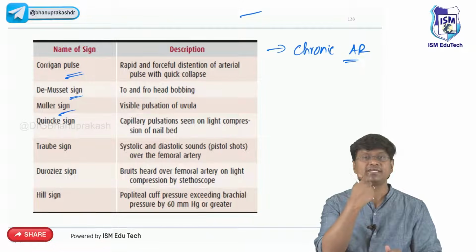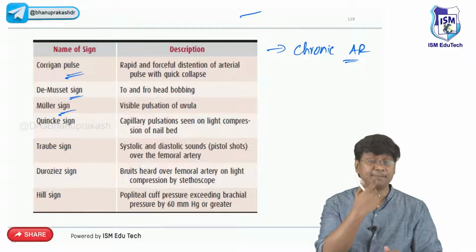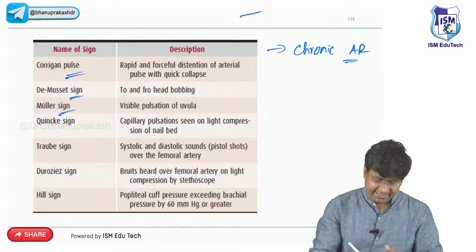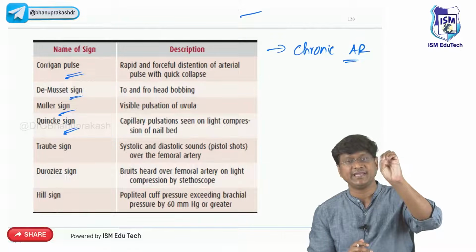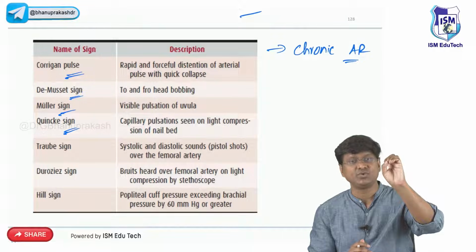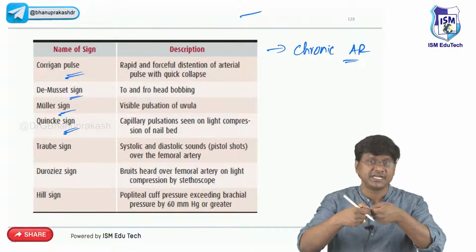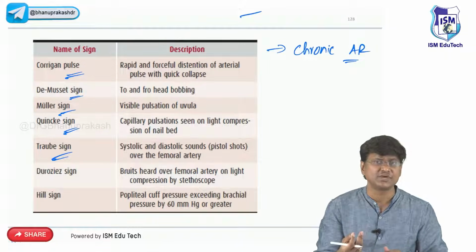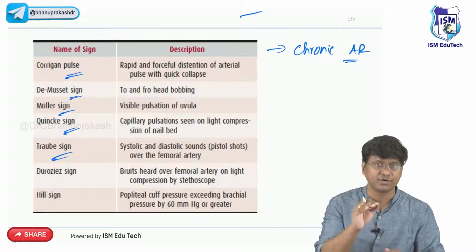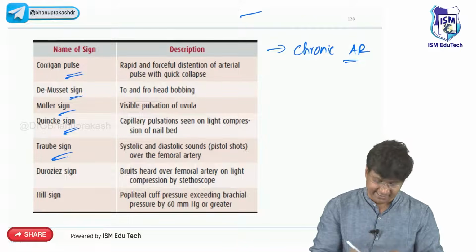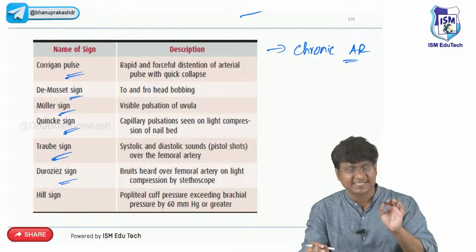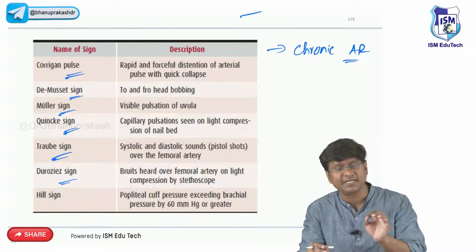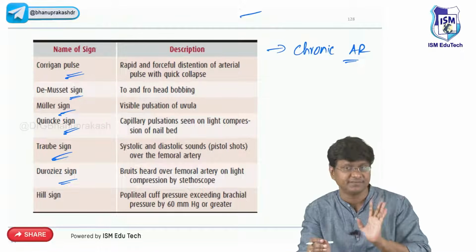Then Muller sign. Muller sign is the pulsations that can be seen within the uvula with each cardiac cycle. Then Quincke's sign. Quincke's sign is the pulsations that can be seen over the digits on compression with each cardiac cycle. Then Traube sign is nothing but the pistol shot sounds that you listen to over the femoral artery on auscultation with each cardiac cycle. Then Duroziez's sign is where you have a murmur that can be heard whenever you compress the femoral artery.